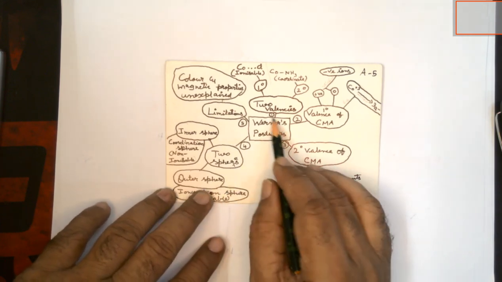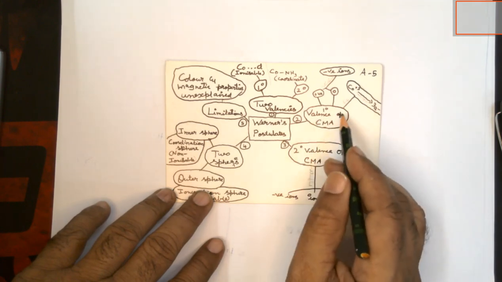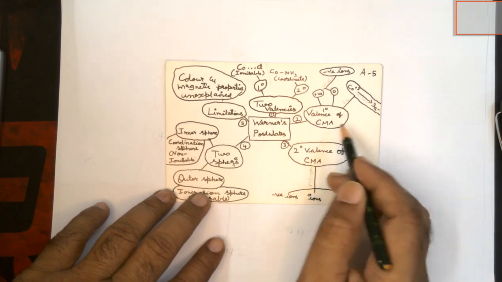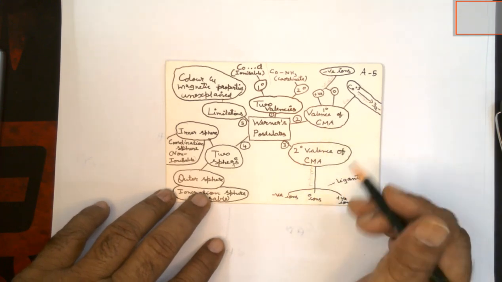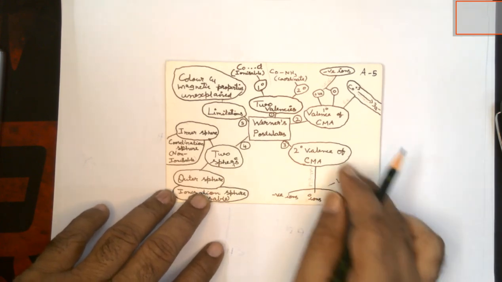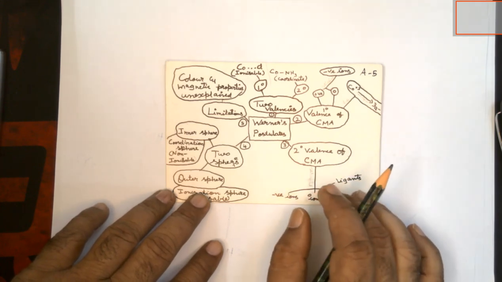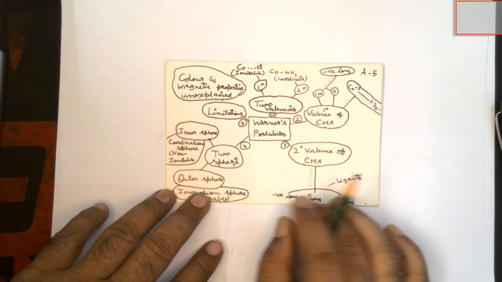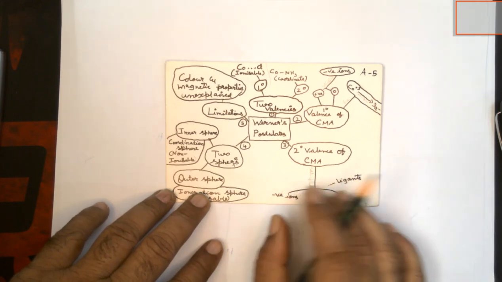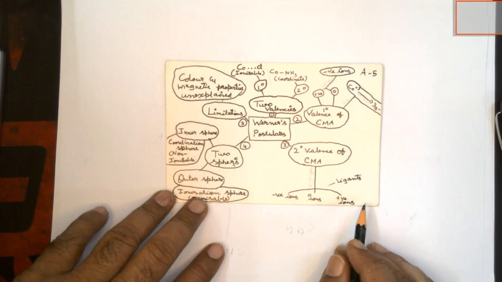So Werner's postulates: he said there are 2 types of valencies, and the valency of CMA is very important. What is CMA? Central metal atom. And the secondary valency of the central metal atom, it can be negative or positive ions, and they are surrounding the central metal atom, and that is why they are called ligands. So what are ligands? They are the ions or atoms or neutral atoms or group of atoms surrounding the central metal atom. So they are called ligands. For example, let me write K4 once again.